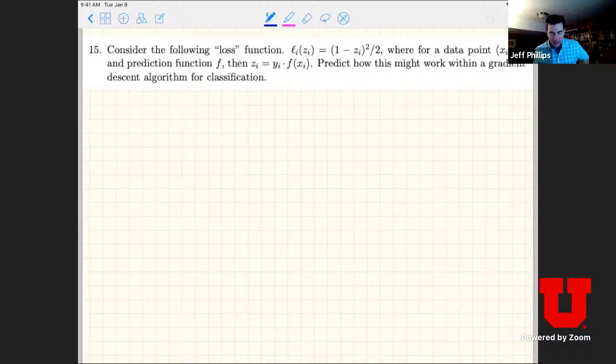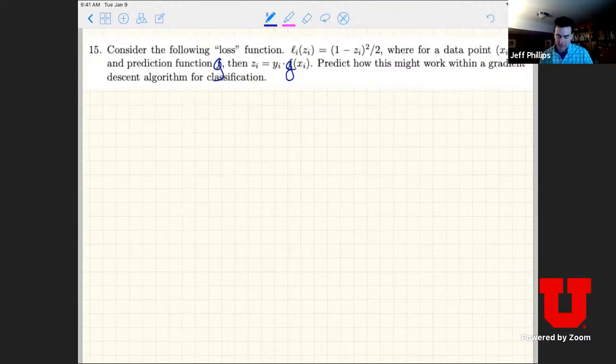Question 15. Okay. This is now about a classification question. Consider the following loss function. This is 1 minus e squared divided by 2, where for a data point xi, yi, and prediction function f, I think I generally use g here, then zi is equal to yi times g of xi. Okay, predict how this might work within a gradient descent algorithm for classification.